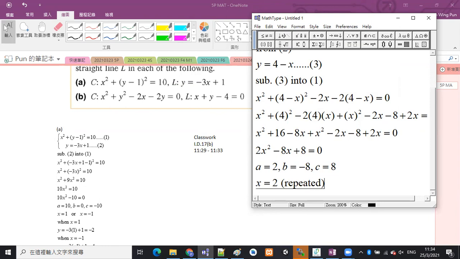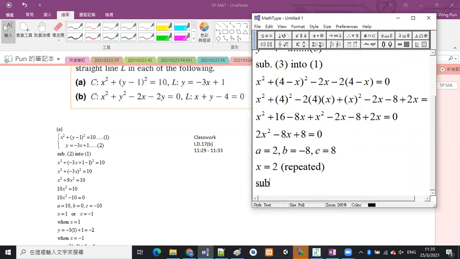Okay, so this is the second case. Only one intersection point. Okay, but we just need to find the intersection point, find the coordinates. There is only one x. X is equal to 2. And we still need to calculate the value of y. So we need to sub x equals 2 into equation 3, where y is the subject of this equation.